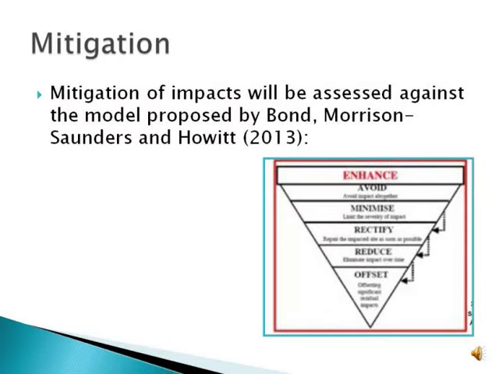Mitigation. The construction of a road within a nature reserve cannot happen without negative effect. Therefore, we're going to try to minimize those using offsets or reducing, rectifying, minimizing, avoiding, or enhancing. We're going to assess our proposal against the model proposed by Bond, Morrison, Saunders, and Owen.